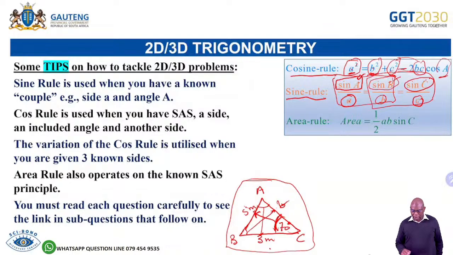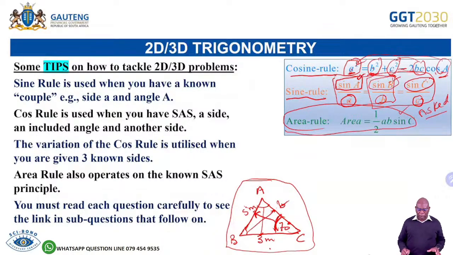Cos of A, that angle here must be related to that. Okay, if it's P squared here, it must be cos P. If it's T squared, it must be cos T. Okay. The area rule, we only use it when we are asked. Right. If I'm asked to determine the area of this triangle, I can use that rule here.